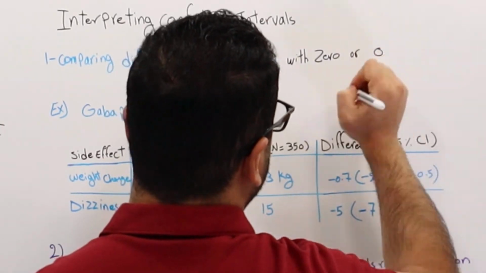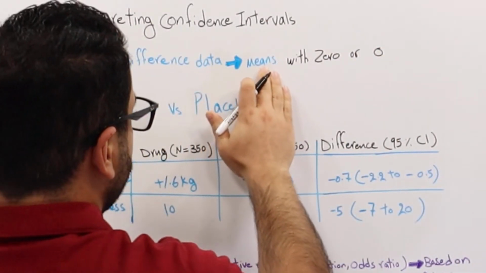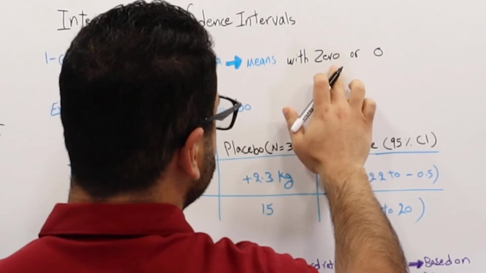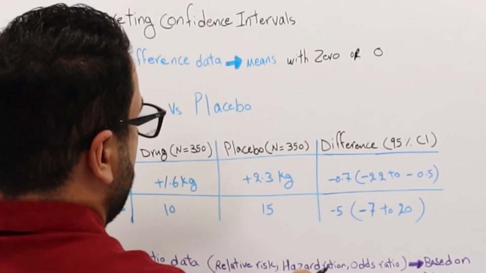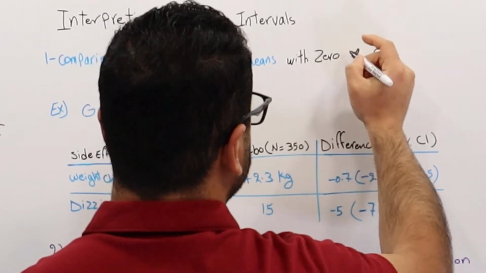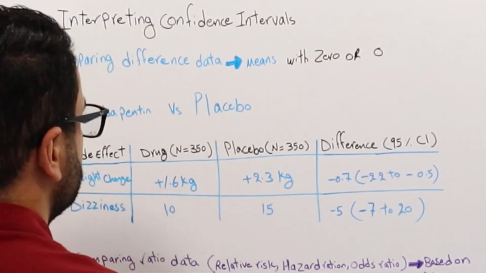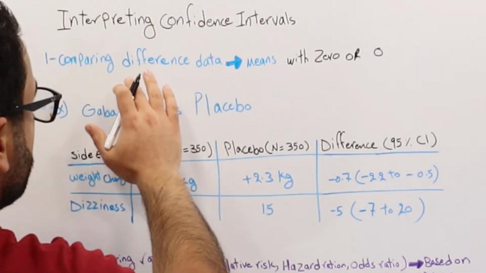Or 0. Whenever you hear means, it's always associated with 0. Okay? And I'm gonna come and explain what does that mean. So let's take an example to better understand what this means.